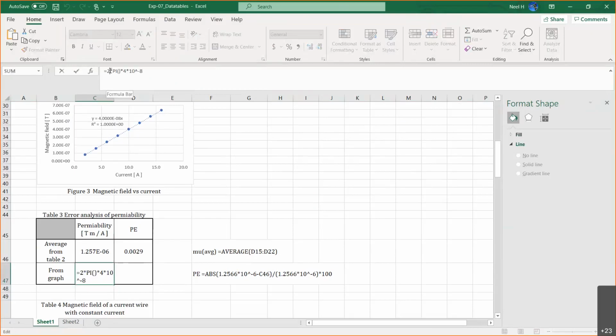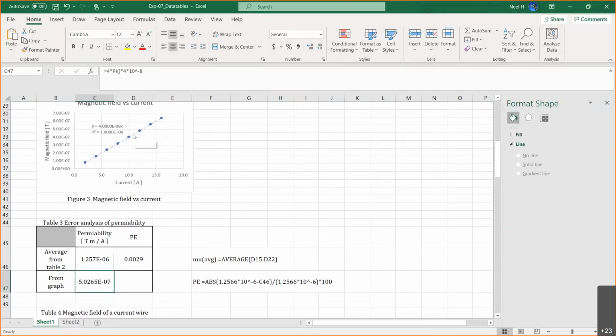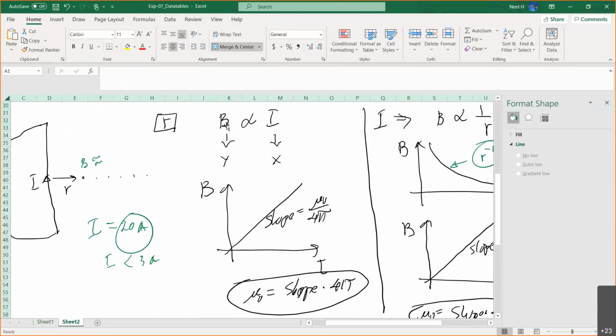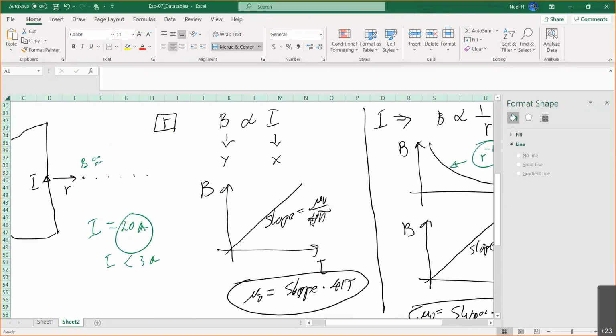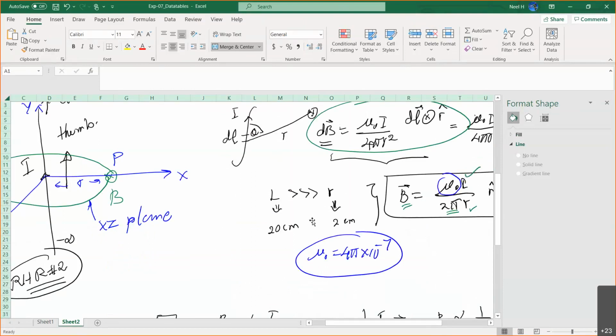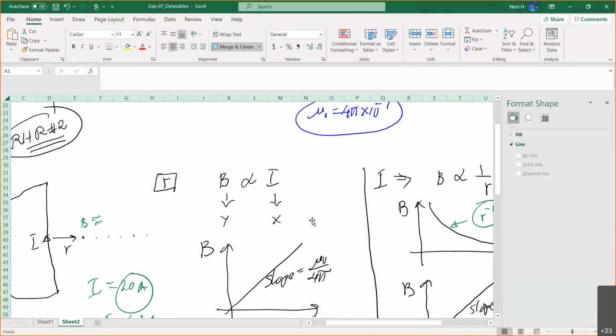Oh, I did 2 pi, that's why. The number is very different. Let's see what happened. B versus I. Oh, it's 2 pi, right? Oh, that's why.